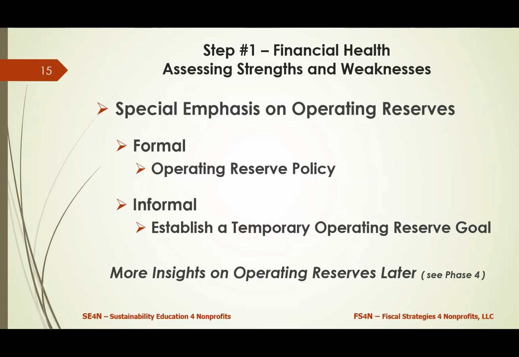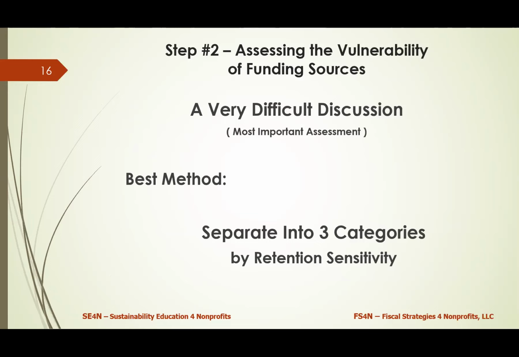Okay. So it gives us an opportunity to look at our operating reserves. I call it formal versus informal. The formal means organizations that have an established operating reserve policy, a formal operating reserve policy that's been adopted by the board, where you have your benchmark, you have your goal in there. Organizations that don't, and I know there's quite a few organizations that don't have one, what I mean by informal is you should pretend like you have one and adopt, and I'll talk more about this later on, a temporary goal of what your operating reserve should be, so you can talk with the board about that as a benchmark. And we'll see that a little bit later in the presentation.